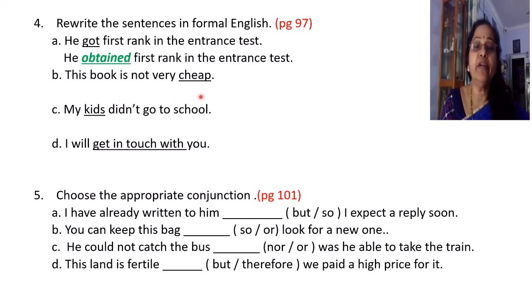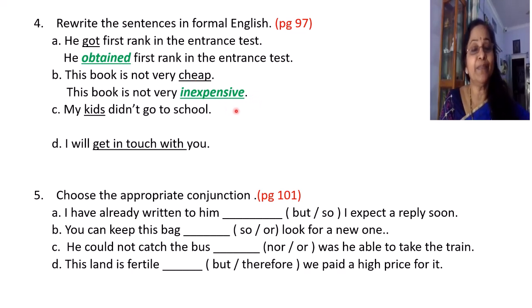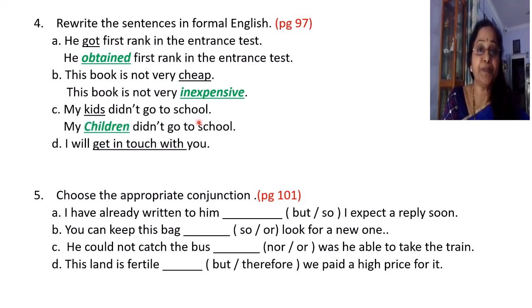This book is not very cheap. So what is the formal word? This book is not very inexpensive. So cheap is the informal word and inexpensive is the formal word. C. My kids didn't go to school. So what is the informal word here? It is kids. So my children didn't go to school is the formal sentence.